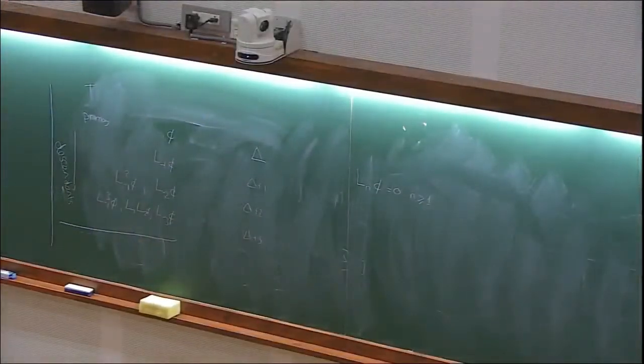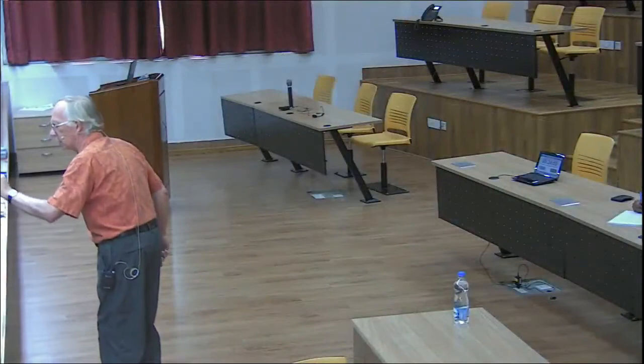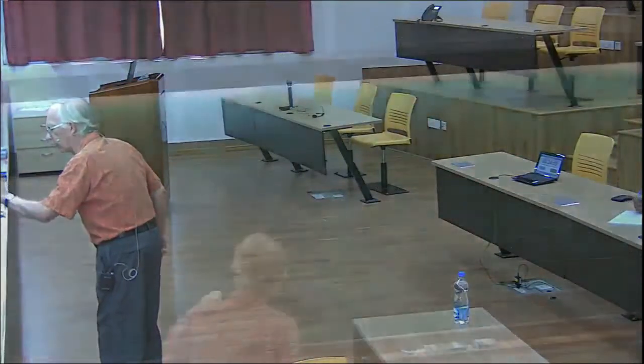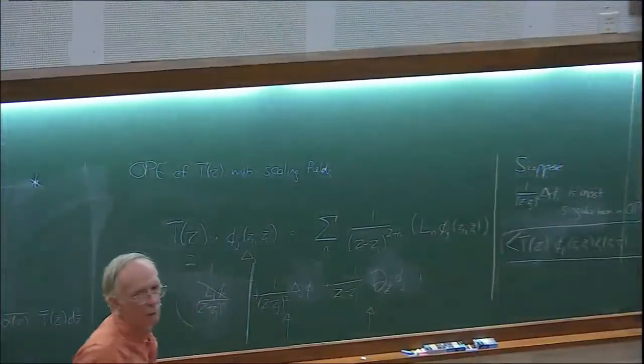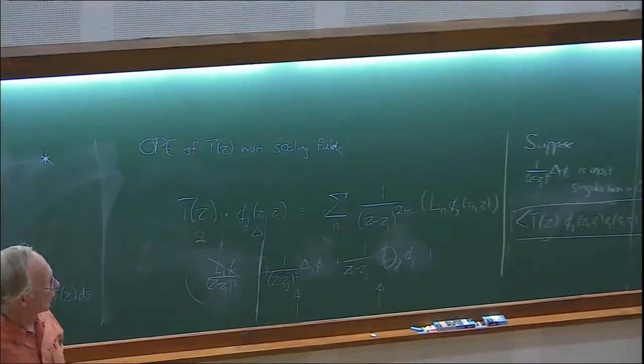Yeah, right here. So for example, the 1 over z minus zj cubed, this will be L plus 1 phi, and this is 0. L2, L3, and so forth, yeah. Okay?